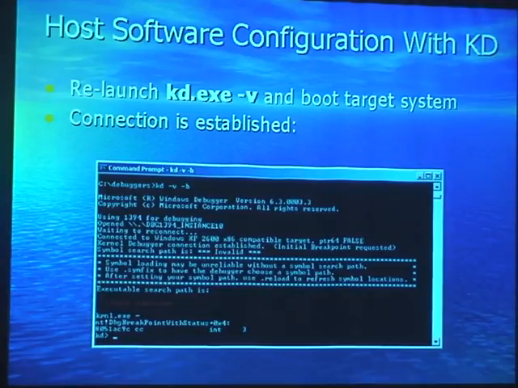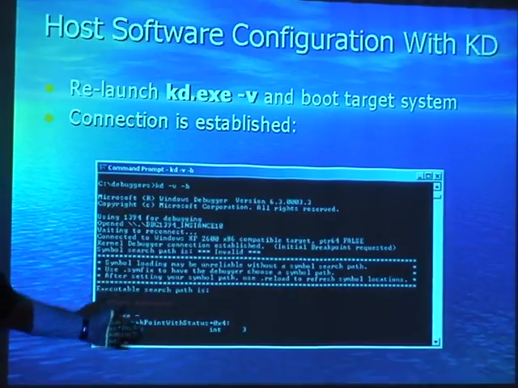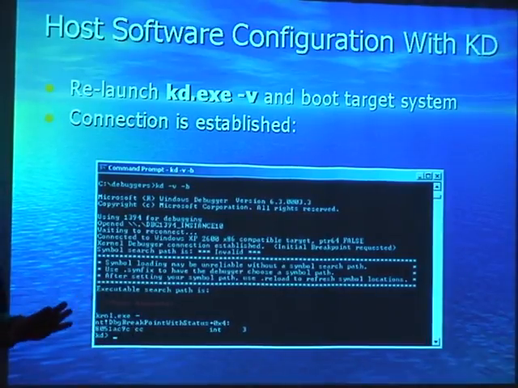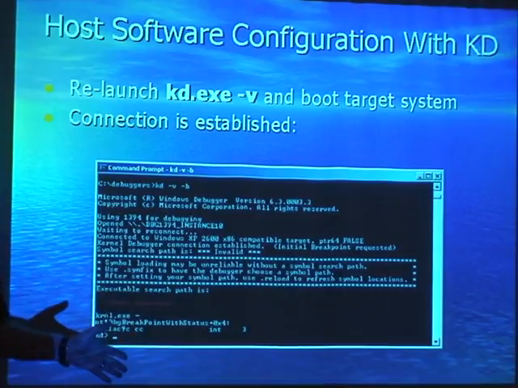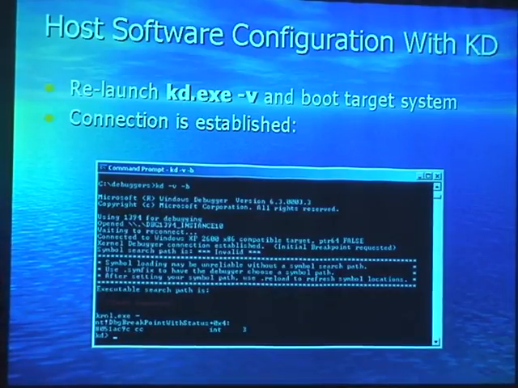So you relaunch it and again run KD in the verbose mode. And then your connection is established, and then you know that you've set everything up properly both on the target machine and on the host machine.